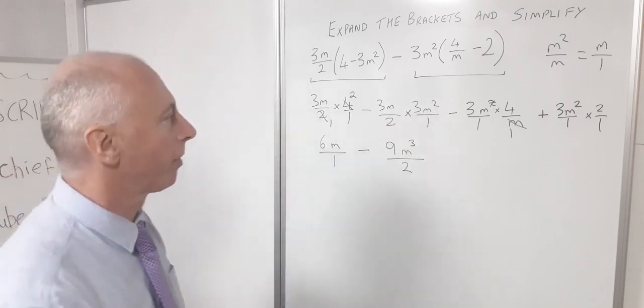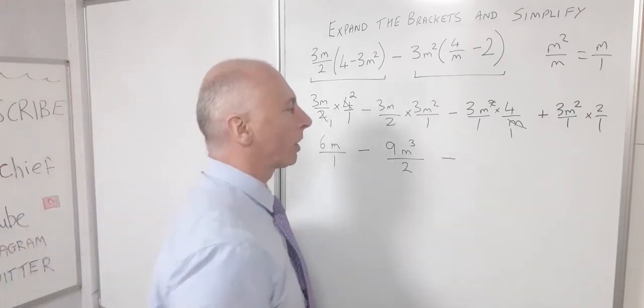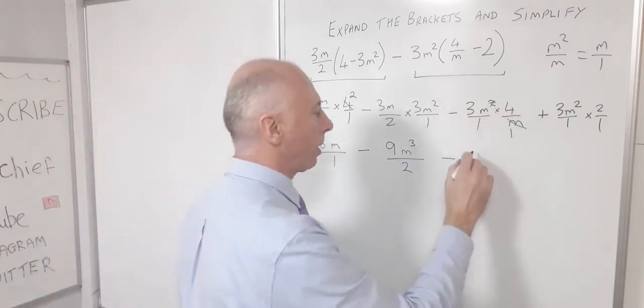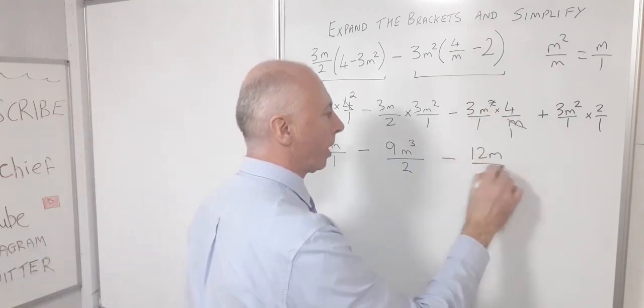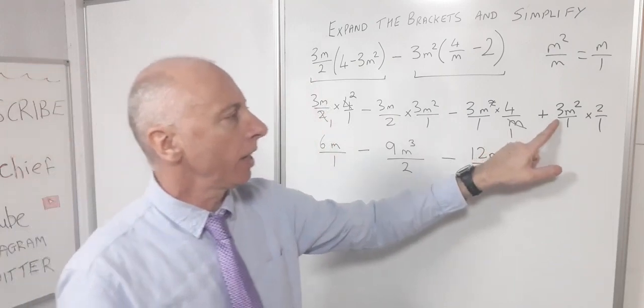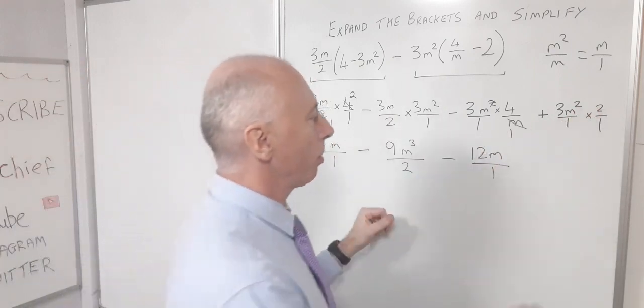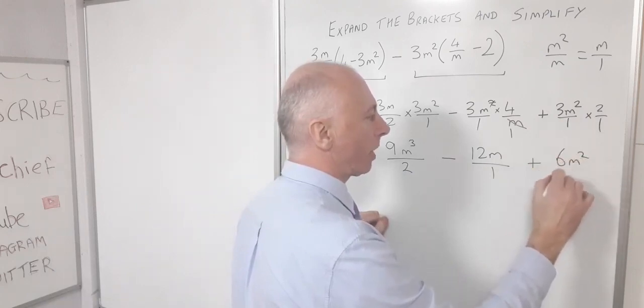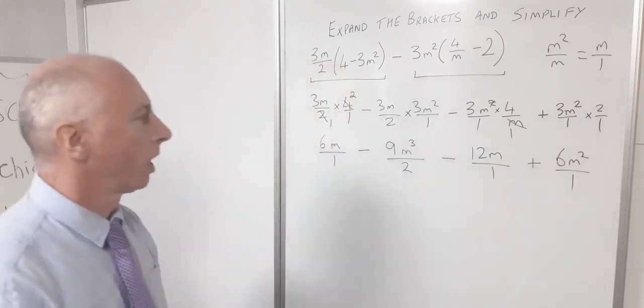That's my denominator. And then subtract 3m times 4 for my numerator. That's going to give me 12m. And then 1 times 1 is 1. And now here I've got 3m squared times 2. 3 2s are 6. So I've got plus 6m squared all over 1.